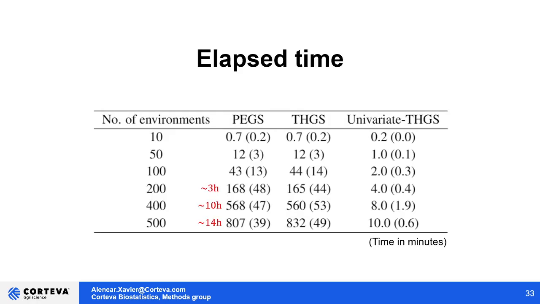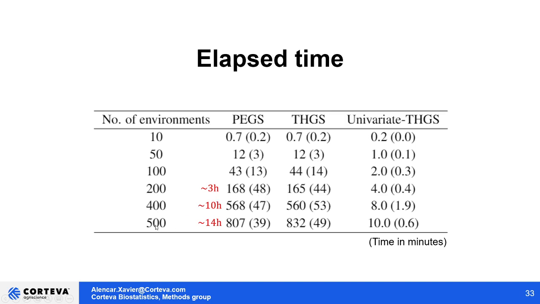Again, let's start from elapsed time. This one was what if we had an increasing number of environments. For 10 environments, it took very few minutes, less than a minute, to fit PEGs and TEGs and the univariate. The time was still pretty conceivable up to 100 or 200 iterations, where it took less than 3 hours to fit the model.